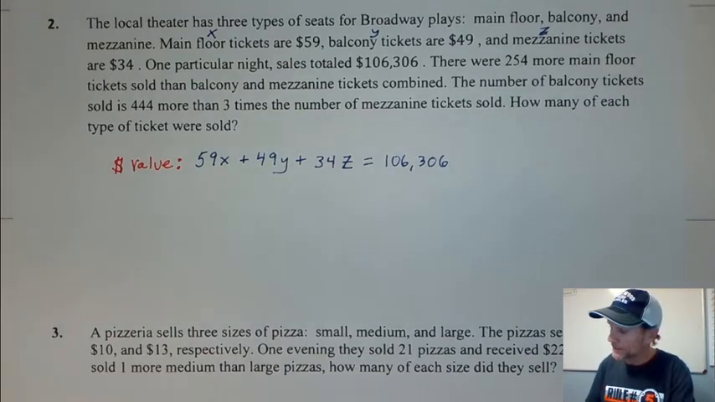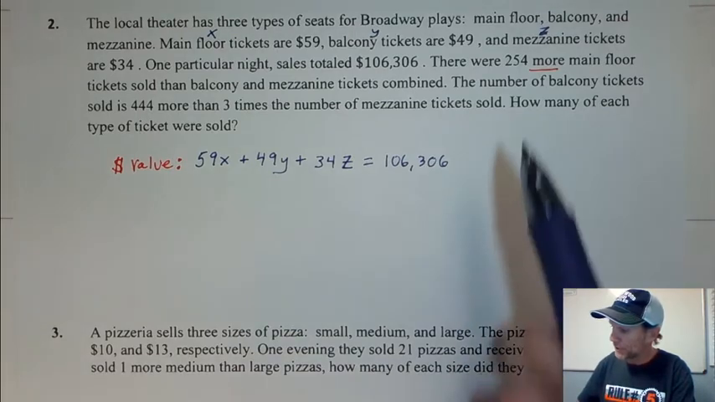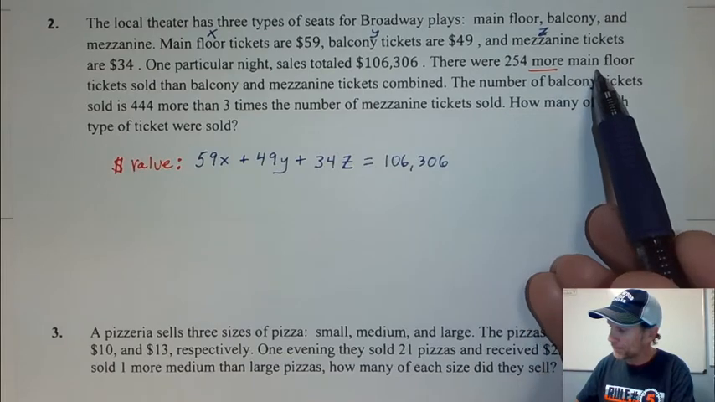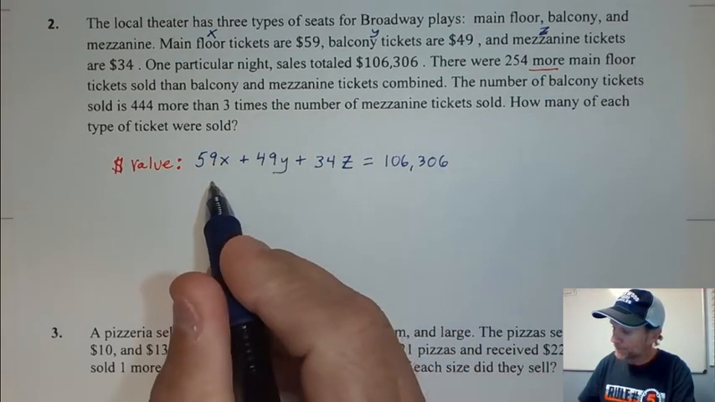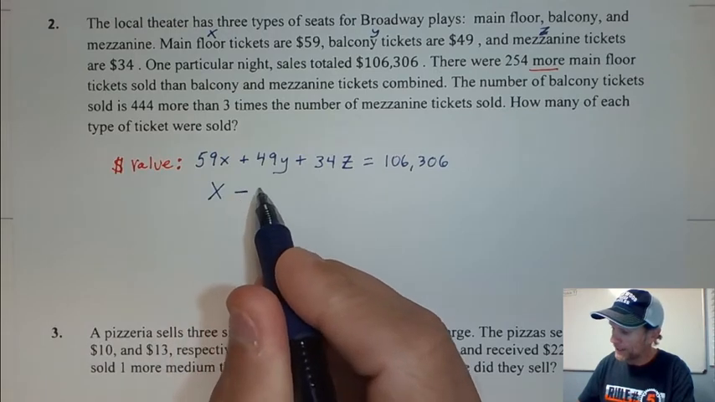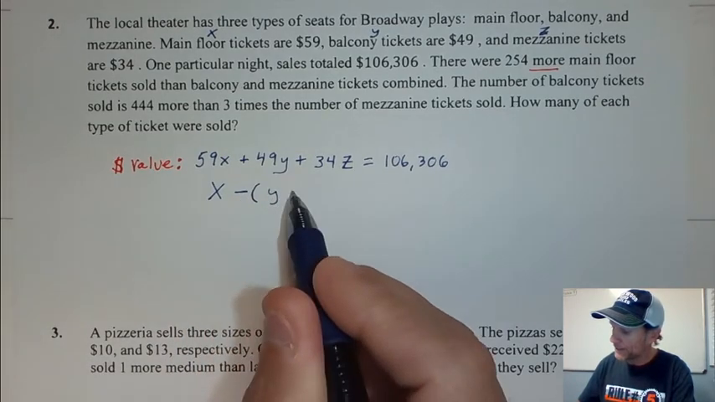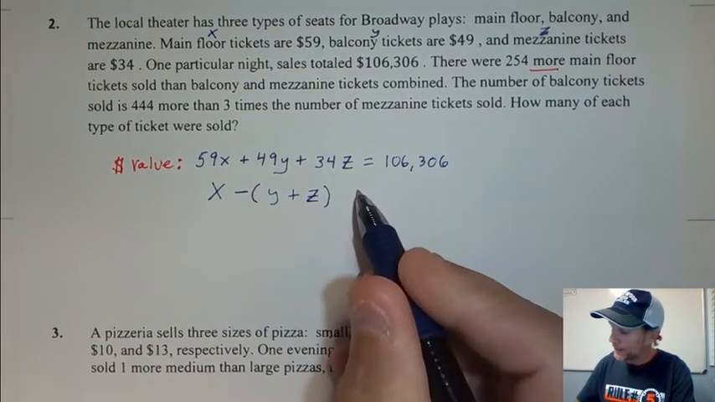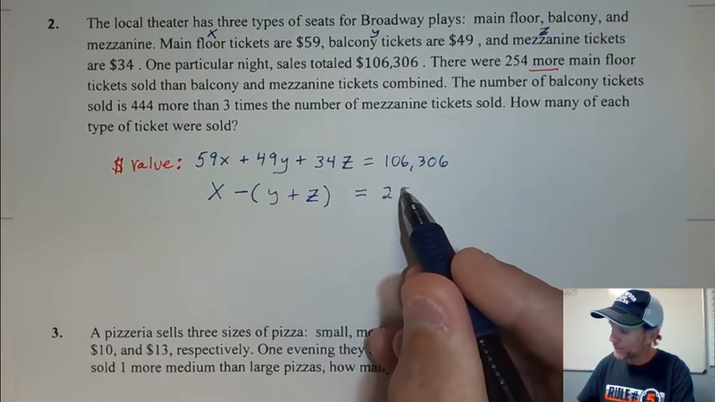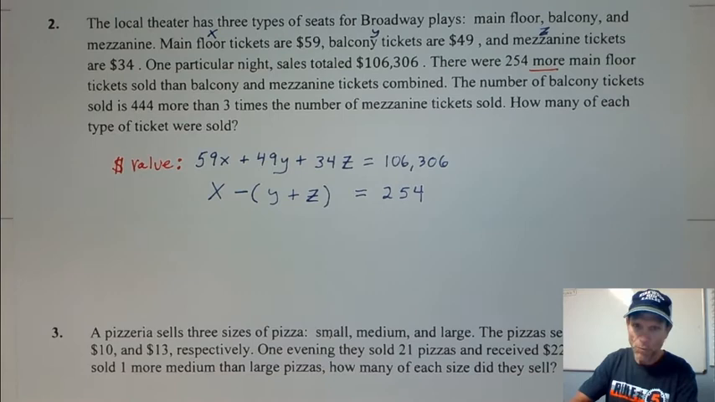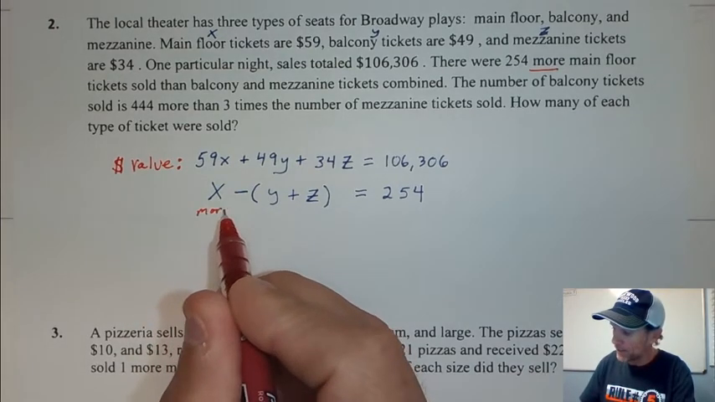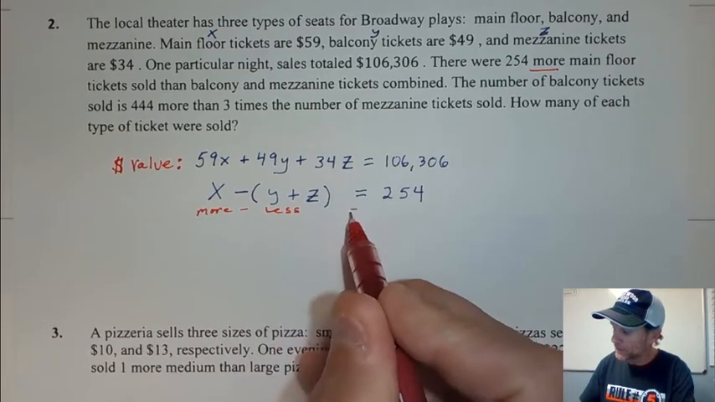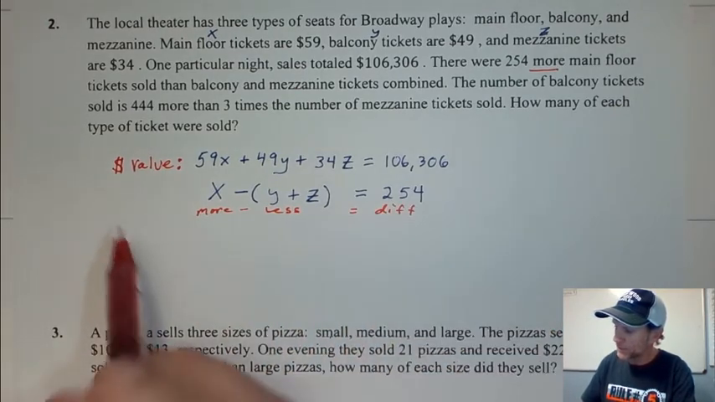Now moving on to the next sentence, we see the word more. And so we can start to think about more minus less equals difference, and it says there's 254 main floor. So the main floor was more than the balcony and the mezzanine combined. And I use this parenthesis because of the word combined. And it was more than by 254 tickets. So think of that more minus less that we've seen. More minus less equals difference. So that helps us with our second equation.